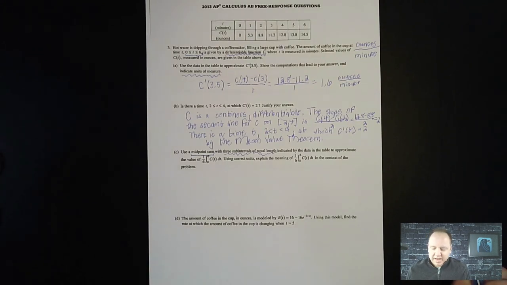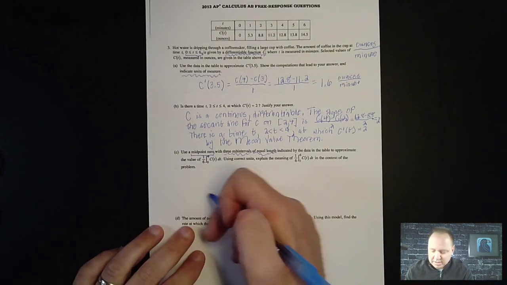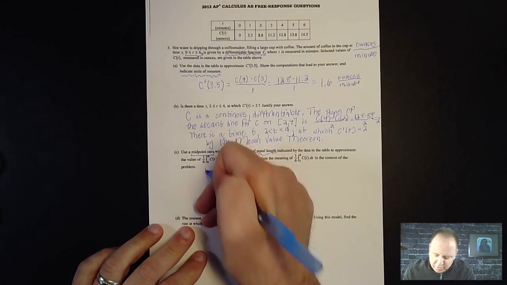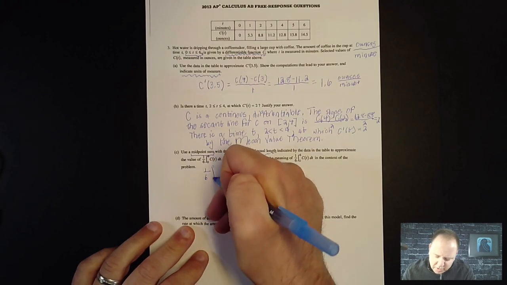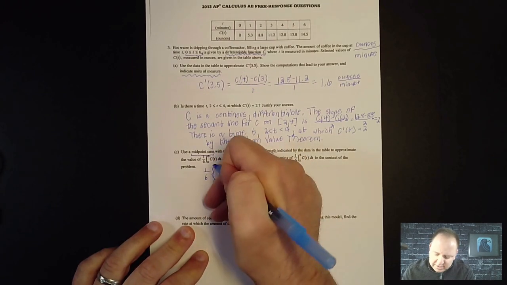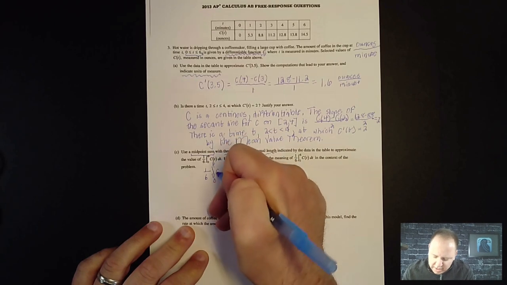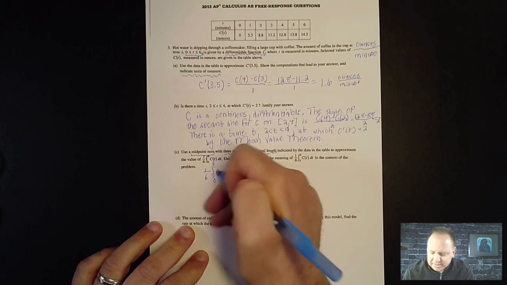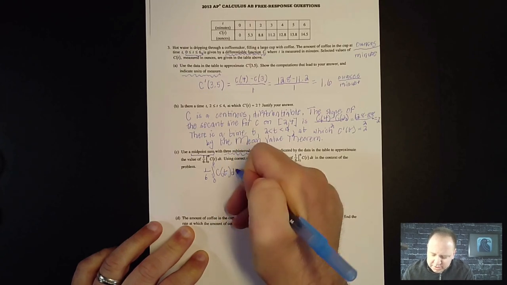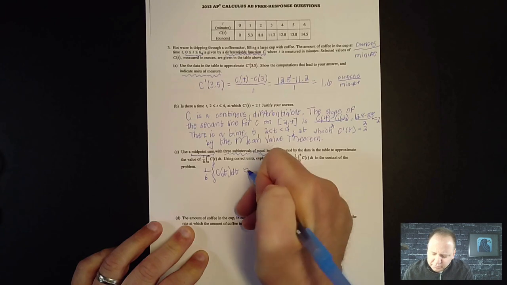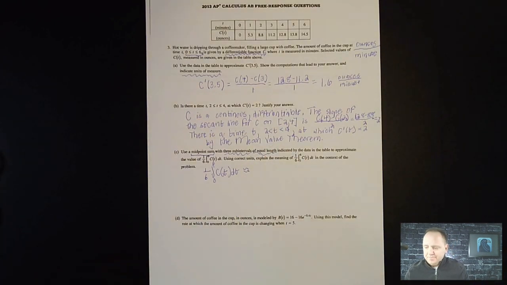Average value, right? So this is going to be the average amount of coffee in the cup from 0 to 6 minutes. But we'll talk about that in a second. All right, let's do the most important part in terms of points on this question. Always just don't overwrite. Let them know that to get 1 over 6 times the integral from 0 to 6 of C of t dt, using a midpoint Riemann sum, we'll approximate it, right?